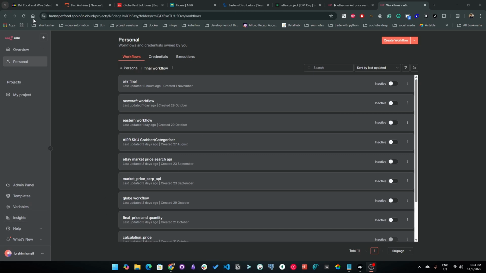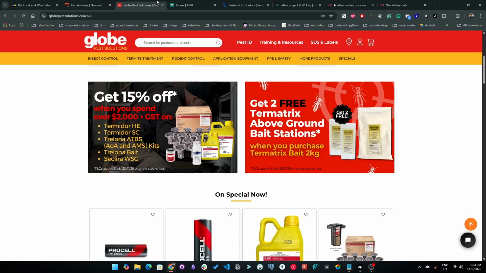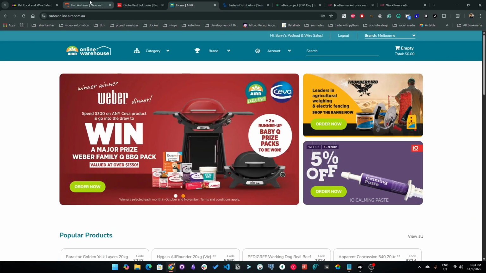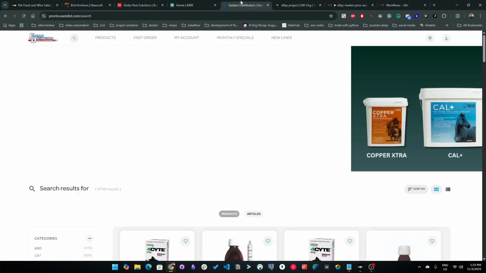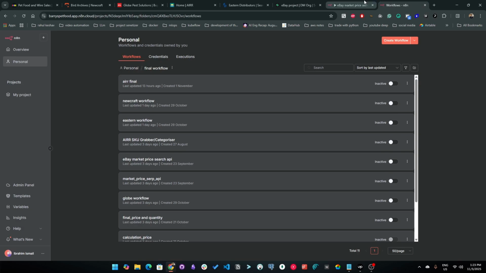Basically this project is all about getting data from supplier websites, storing it, doing some market research, and then calculating the price again and pushing it back to the eBay store. All this automation workflow is done on n8n.